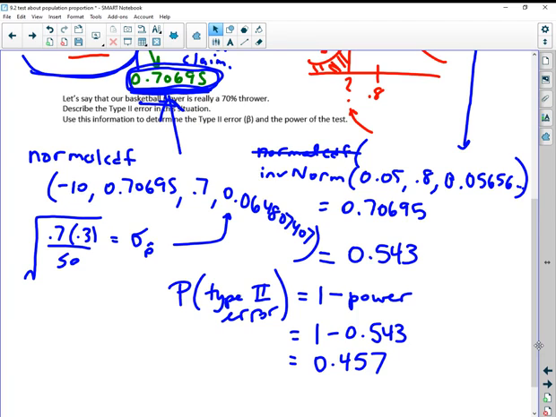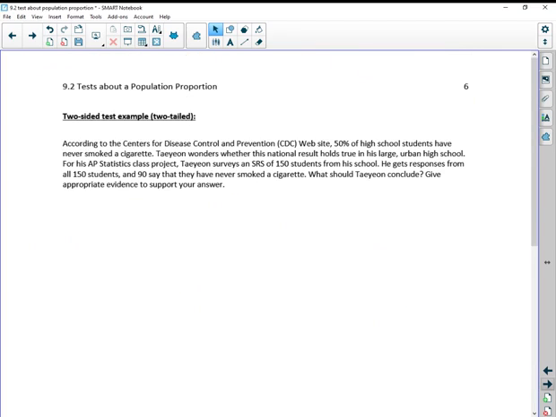All right, but the main concept is that you want to understand the relationship between those two: the power, the type 2 error, and knowing what the type 1 error is. Knowing that increasing your sample size can really help solve most of your situations. It's a good answer to put.